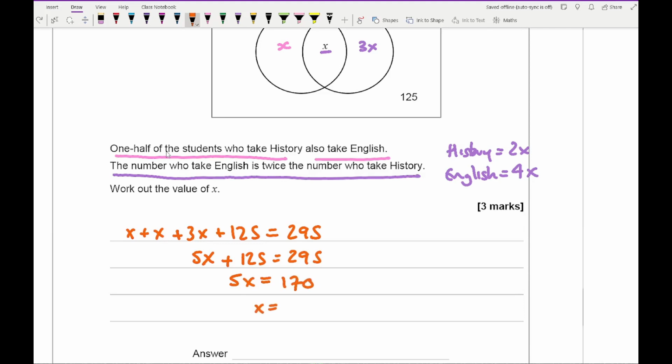And then dividing by 5, I get an x value of 34. I don't know where I wrote 36. And I get an x value of 34.